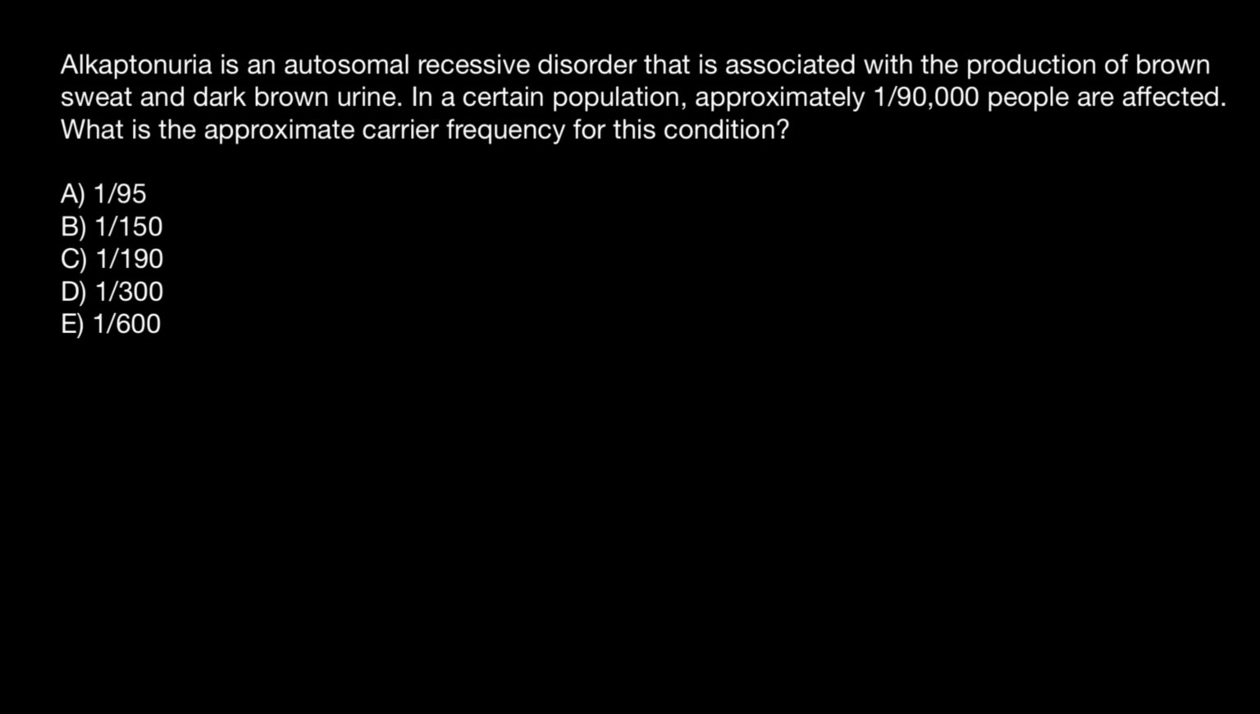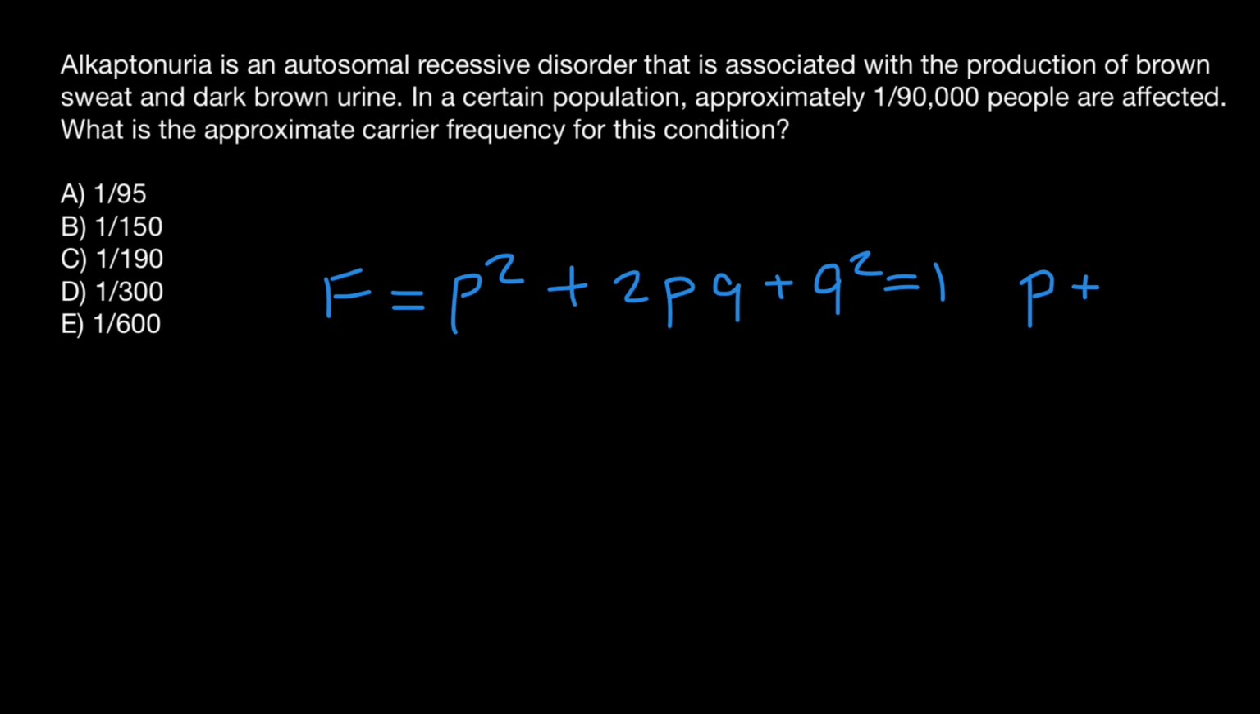You can easily solve this problem if you know the Hardy-Weinberg formula, which tells us that the frequencies of the three genotypes made by two alleles in a population equal p squared plus 2pq plus q squared, and all three genotypes sum to 1. In this population there are only two alleles: p, the dominant or normal allele, and q, the mutated allele that in homozygous form causes this genetic disorder.